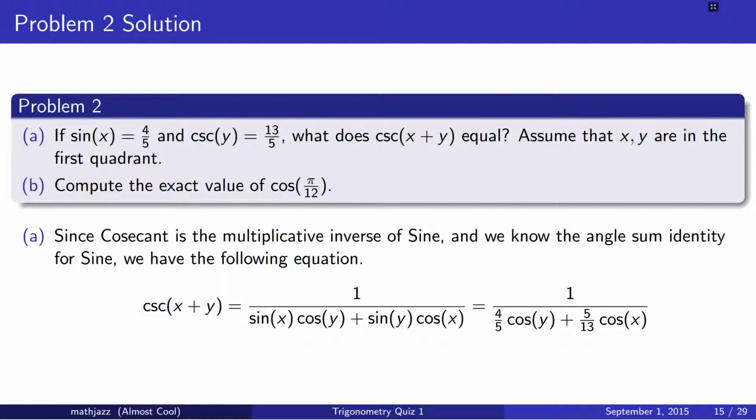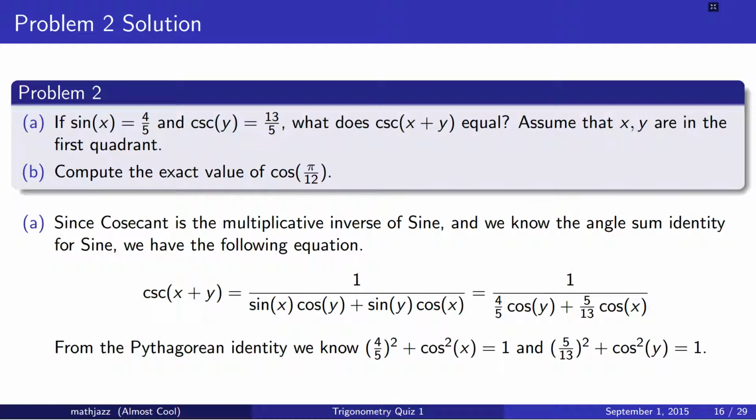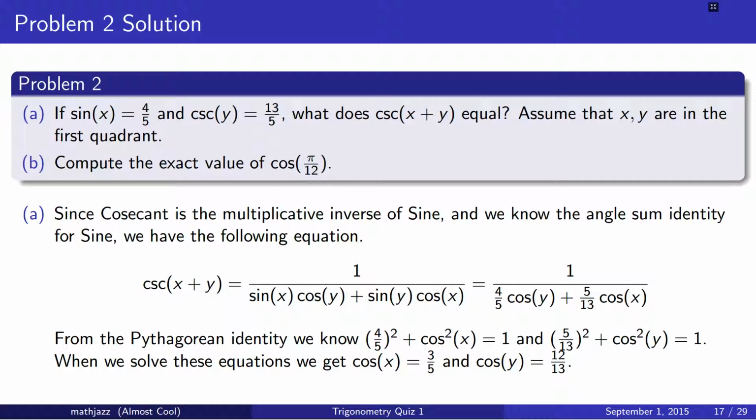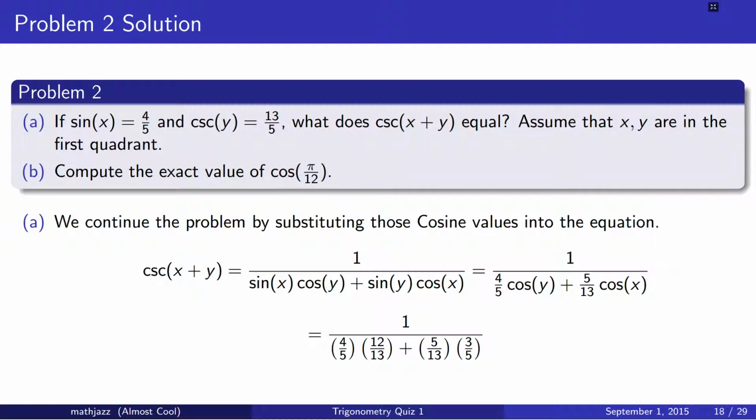We still need to figure out what cosine of y and cosine of x are, but we can use the Pythagorean identity for that. So we know that sine squared x plus cosine squared x equals 1. We plug in the value we know for sine of x, and we plug in the value we know for sine of y into the Pythagorean identity, and we solve for cosine of x and cosine of y, getting these values. That is, cosine of x equals 3/5 and cosine of y equals 12/13. We plug both of these into the fraction that we already have, getting this fraction.